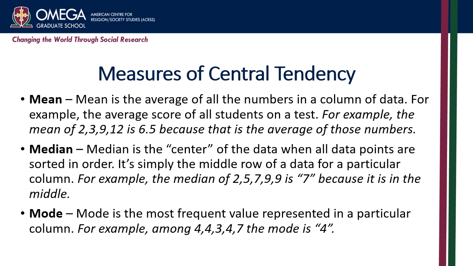The median is the center of the data when all data points are sorted in order. It's simply the middle row of a data set for a particular column. So for example, the median of 2, 5, 7, 9, and 9 is 7 because it is in the middle of that data set. And the mode is the most frequent value represented in a particular column or data set. So for example, among 4, 4, 3, 4, 7, the mode is 4 because 4 is the most represented data point.